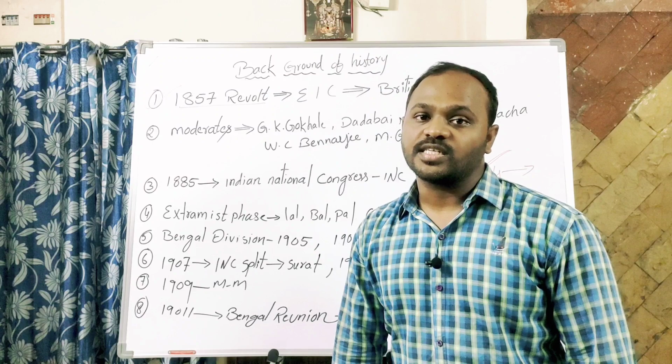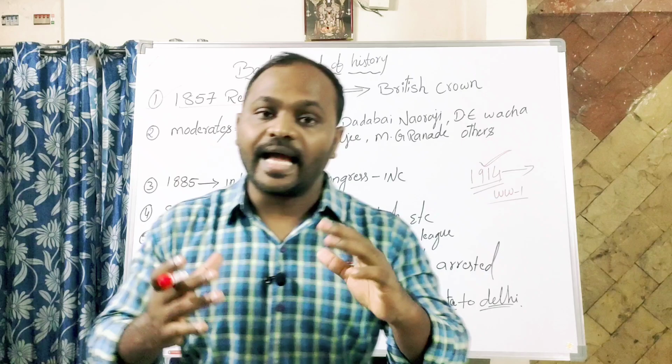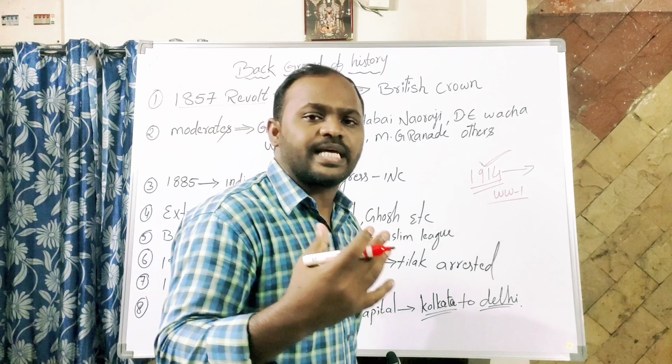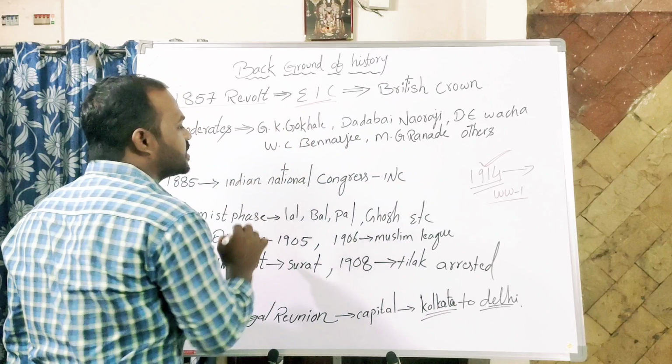I am telling all this in brief just to make you comfortable with our further lectures. Again, we will discuss each and everything in detail. Let us get to the point. When I say the 1857 revolt, what generally happened in India? Before 1857, India was ruled by the British East India Company.